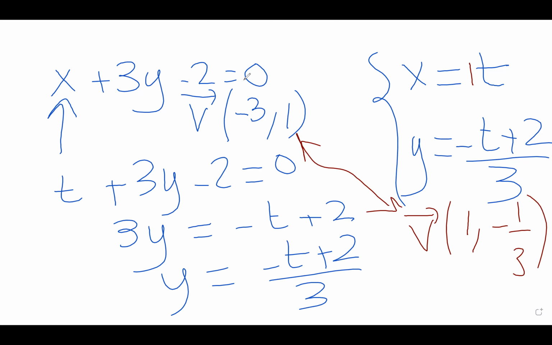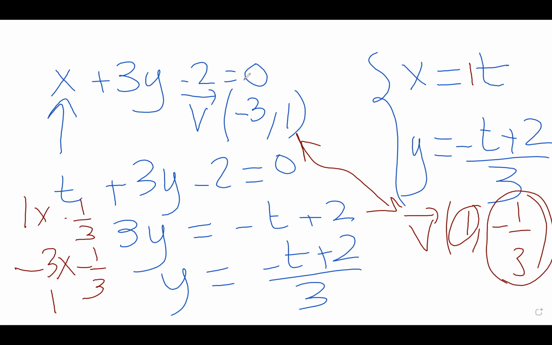It's as if I multiplied both of them by minus 1 over 3. If you multiply minus 3 by minus 1 over 3, you're getting 1, which is here. And if you multiply 1 by minus 1 over 3, you're getting minus 1 over 3, which is here. So do they have the same directing vector? Yes. Then that's how you check that your answer is correct.